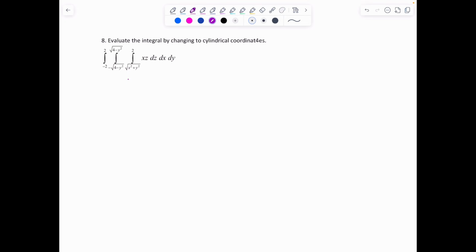Notice my limits for y, those go from -2 to 2, and x goes from negative rad 4 minus y squared to positive rad 4 minus y squared. Well, this is just describing the left and right halves of a circle, radius 2, centered at the origin, and y is going all the way from -2 to 2. So what's happening is in the xy plane, we have the entire circle, right? All 4 quadrants, radius 2.